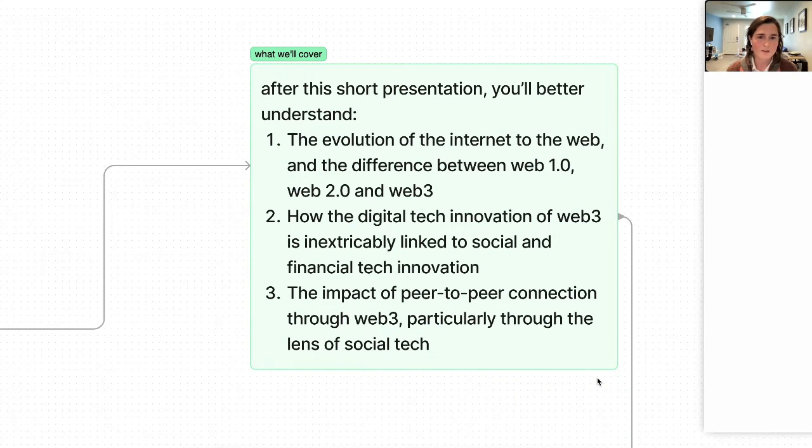I'm also hoping you'll better understand how digital technical innovation of Web3 is inextricably linked not only to social, but also financial tech innovation. And lastly, that you'll better understand the impact of the peer-to-peer connection through Web3, and I'll take a specific look at this lens of social technology.